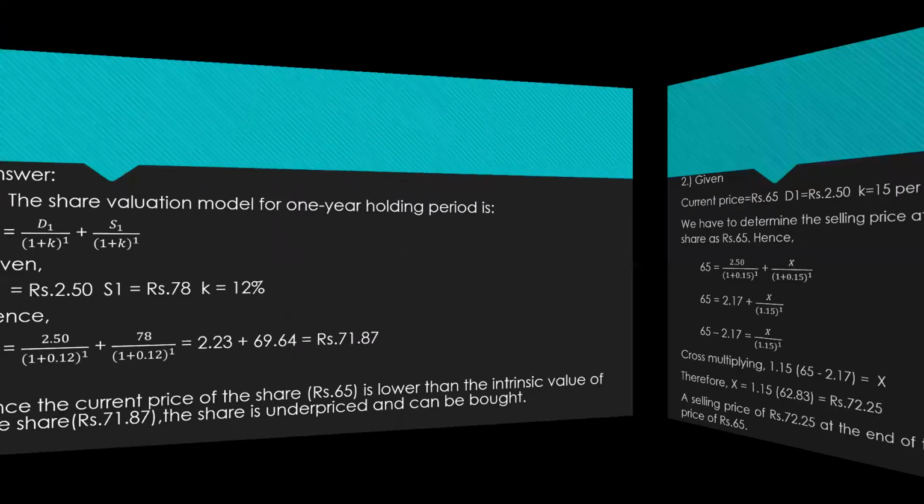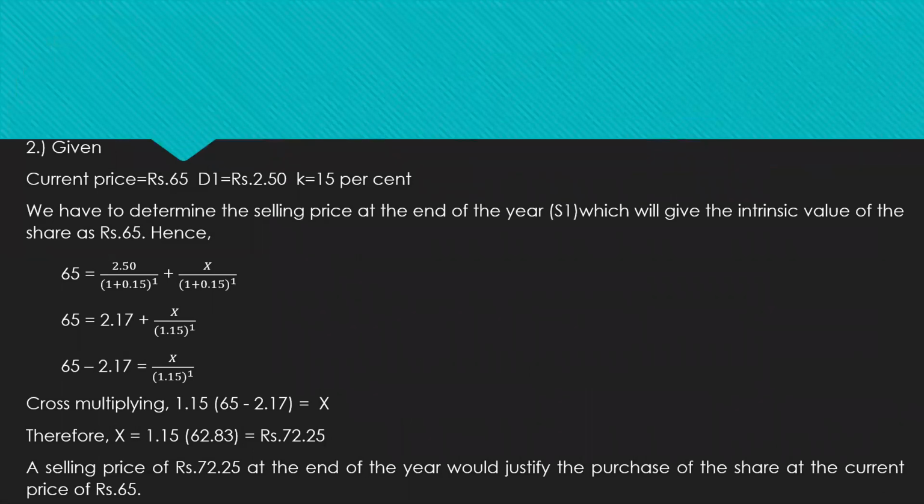Let's see the second part of the answer. So the current price is 65, D1 is 2.50 and K is 15%. We have to determine the sales price at the end of the year, which is S1. So we're going to denote it with an X here.